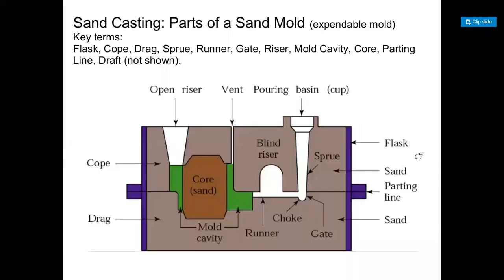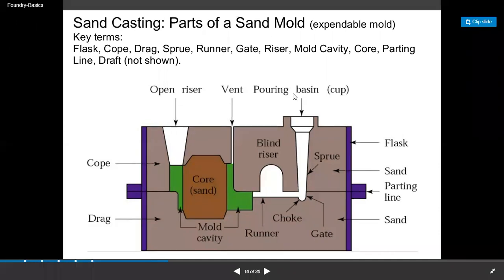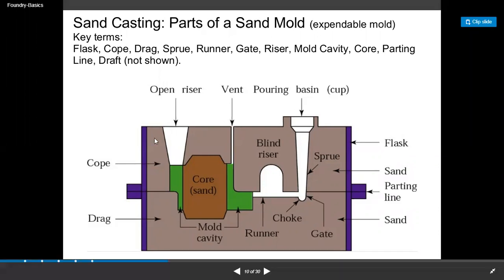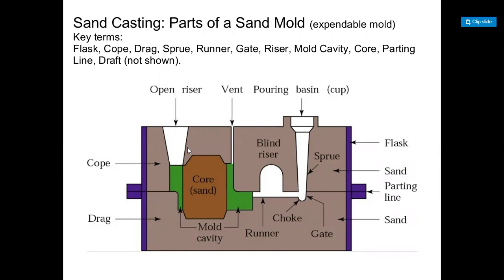So this is the diagram of the sand casting process. The top of the box is the cope box and the bottom of the box is the drag box. The open riser and pouring basin are there. The pouring basin is provided to pour the metal, and the open riser is used to show the level of the molten metal.